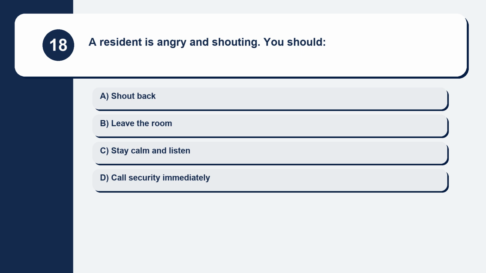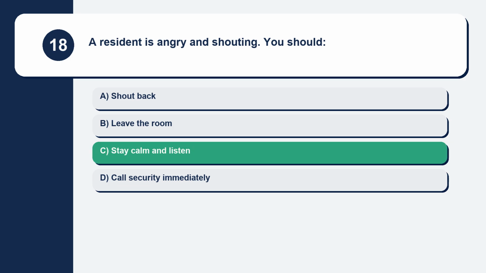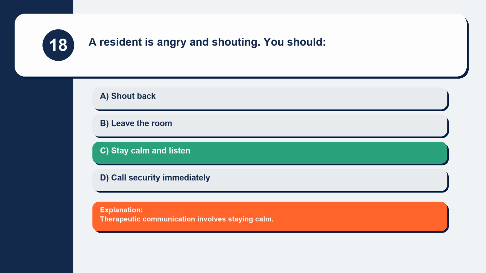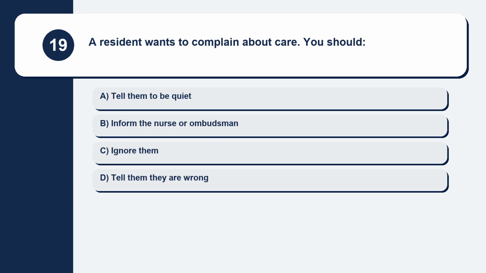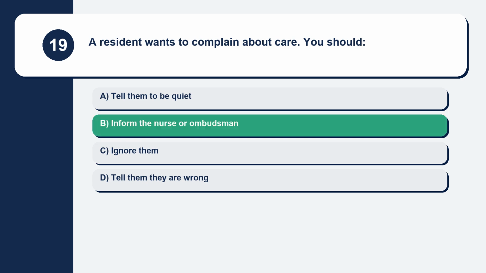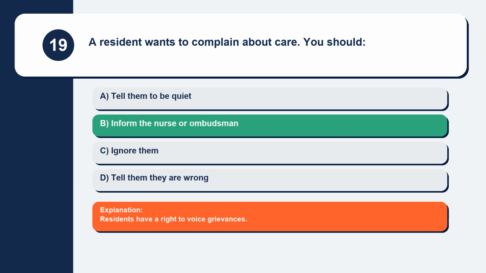Question 18. A resident is angry and shouting. You should: shout back, leave the room, stay calm and listen, call security immediately. Therapeutic communication involves staying calm. Question 19. A resident wants to complain about care. You should: tell them to be quiet, inform the nurse or ombudsman, ignore them, tell them they are wrong. Residents have a right to voice grievances.